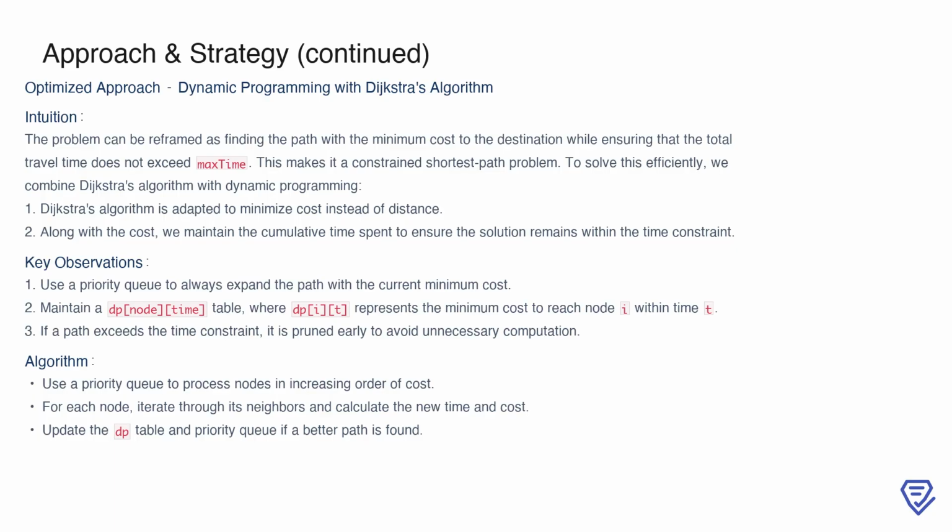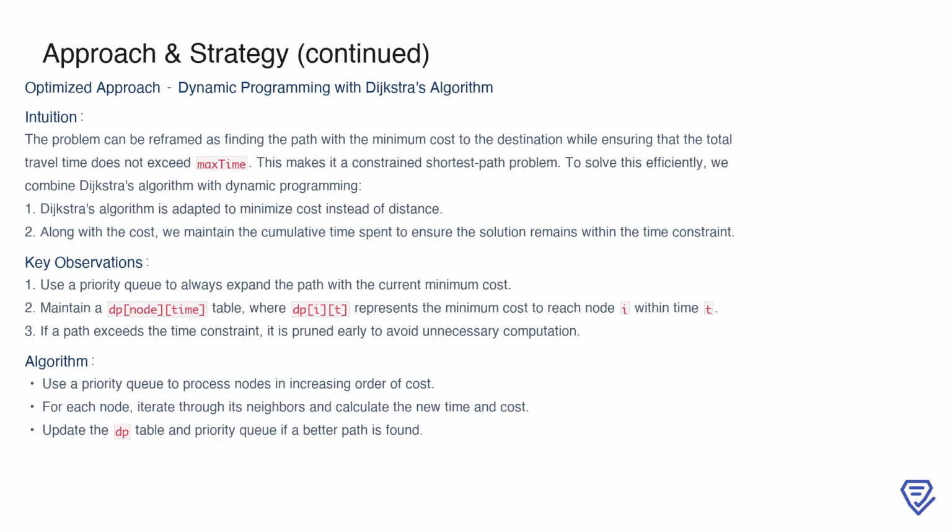The key insight here is to reframe the problem as a constrained shortest path problem. We aim to find the path with the minimum cost to the destination while ensuring the total travel time remains within the allowed limit, max time. To achieve this, we adapt Dijkstra's algorithm to minimize cost rather than distance, and we augment it with dynamic programming to handle the time constraint.